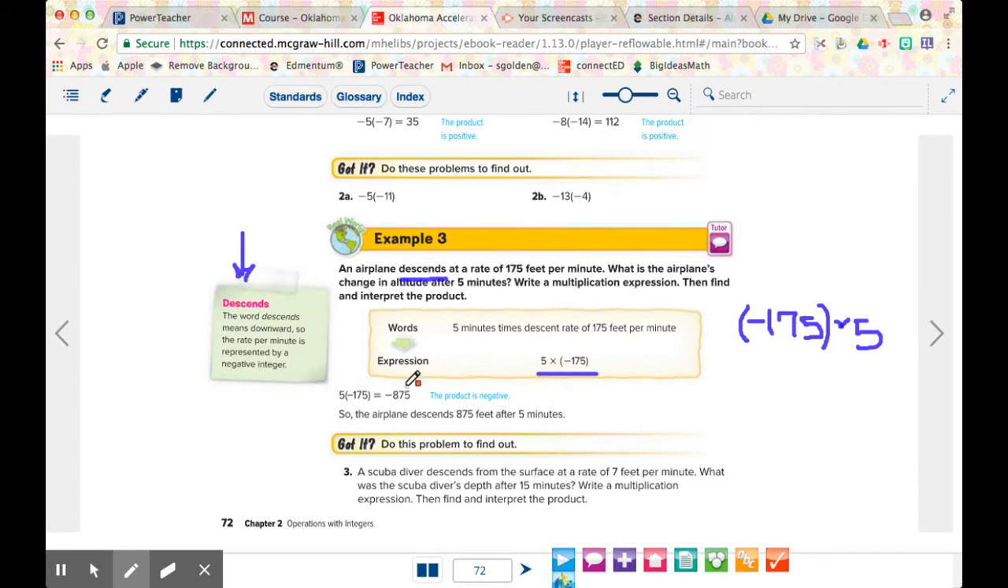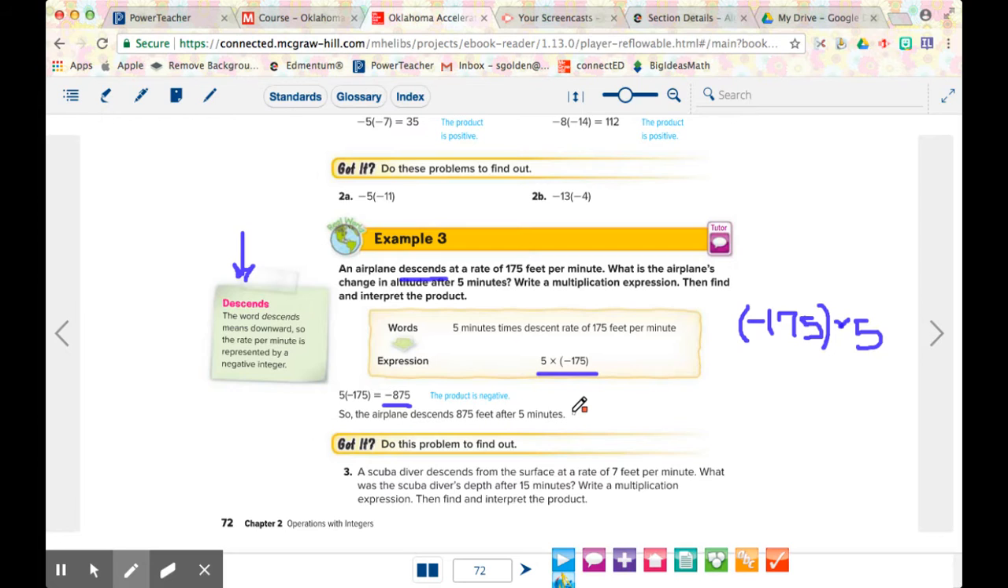Then when you multiply that, you get negative 875. So we wrote our expression right here, and then it says find and interpret the product. All that means is go back and put it in terms of the problem. It says, so the airplane descends 875 feet after 5 minutes. They just want to know if you can go back and use the numbers or answer in relation to what they were talking about in the problem.